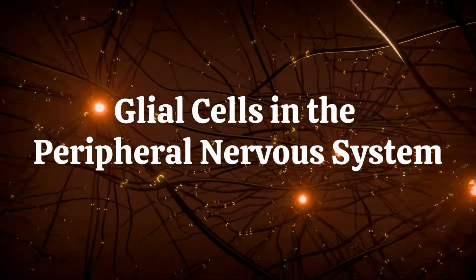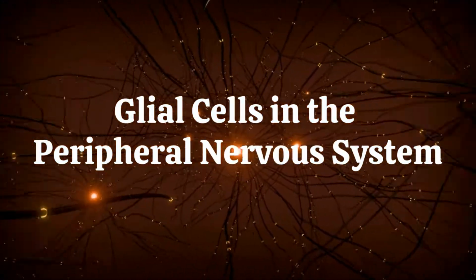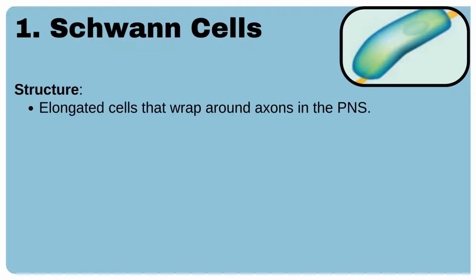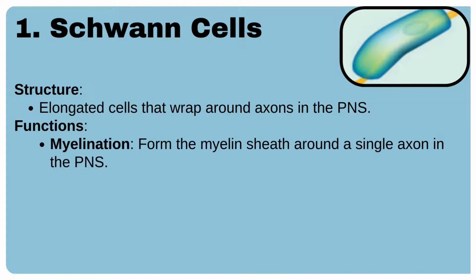We will discuss the details of glial cells in the peripheral nervous system. Number 1. Schwann cells. Structure. They are elongated cells that wrap around axons in the peripheral nervous system. Functions. They perform the following functions.